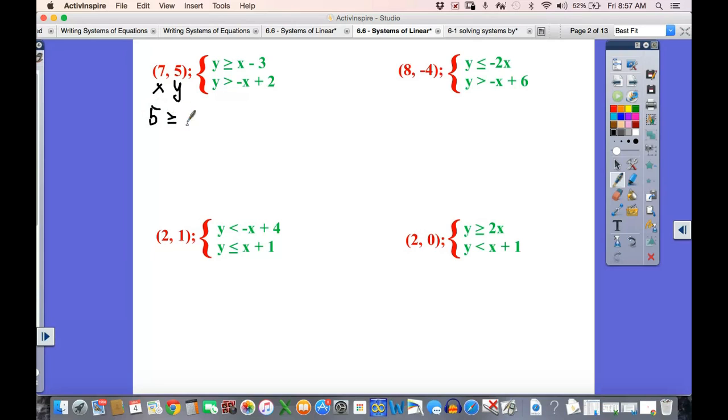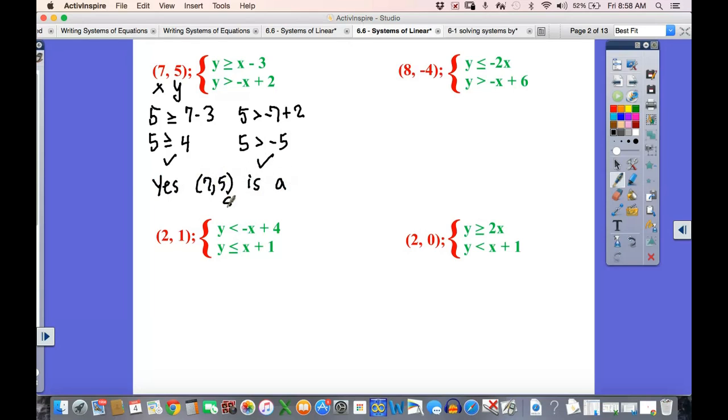So we have 5, put the first one over here. 5 is greater than or equal to 7 minus 3. 5 is greater than or equal to 7 minus 3, which is 4. That's true for that one, but we have to make sure it's true for both because we know it can work for one and not for the other. And then we have 5 is greater than negative 7 plus 2. Negative 7 plus 2 is negative 5. 5 is greater than negative 5. Yes. (7, 5) is a solution.